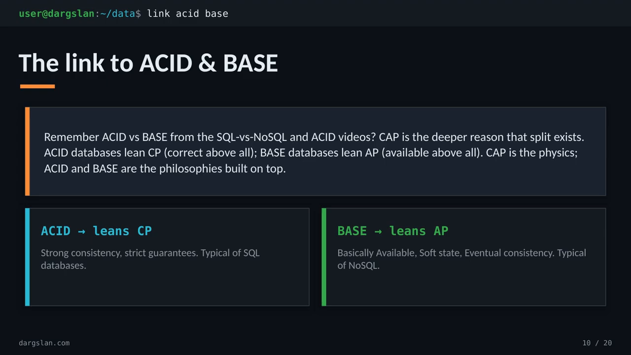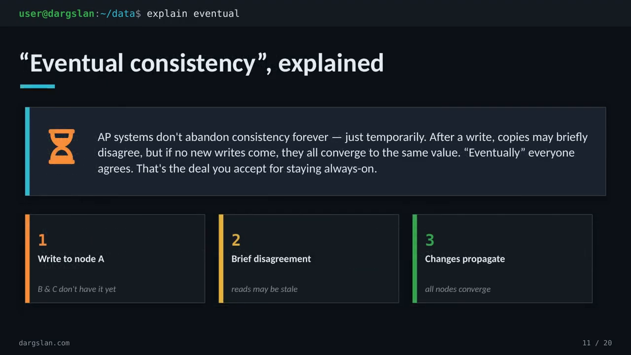Base systems, the NoSQL world. Lean AP. Stay available. Let consistency catch up later. Think of CAP as the physics of the situation, and ACID and BASE as the design philosophies engineers built on top of it. So, when we say an AP system is eventually consistent, what does that actually mean in practice?